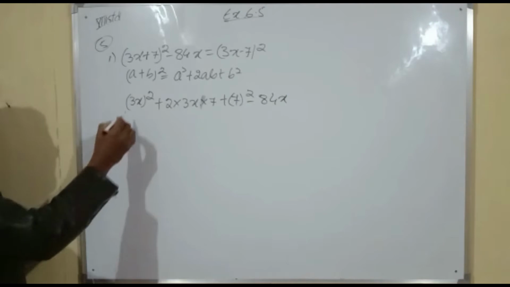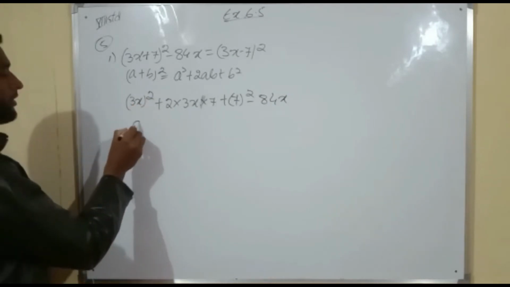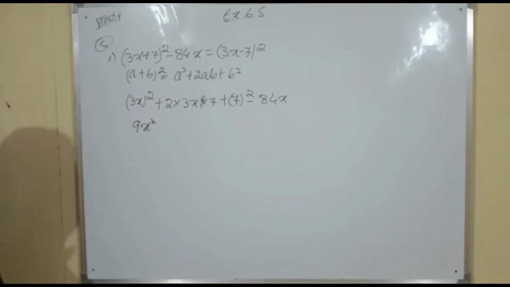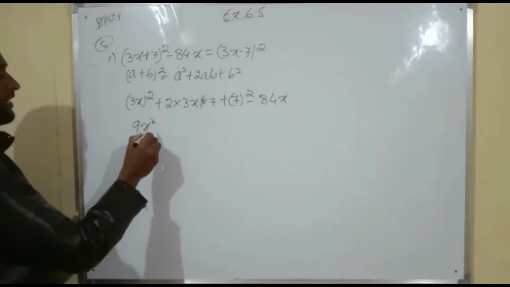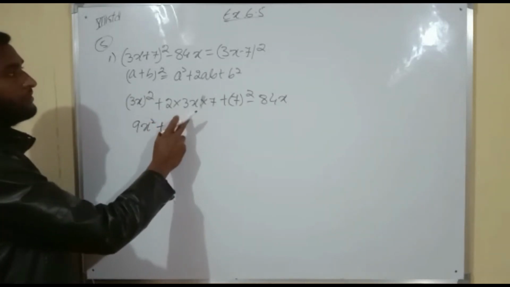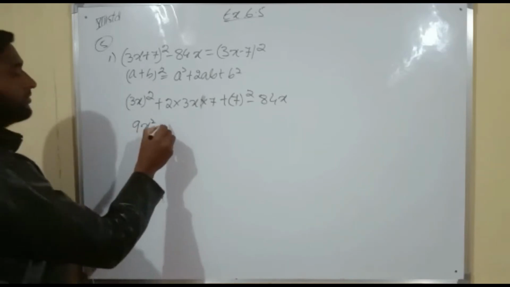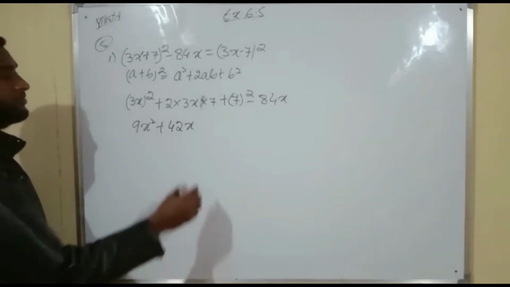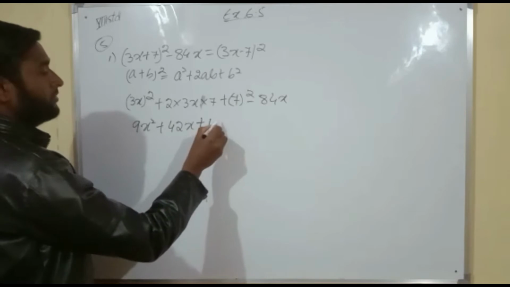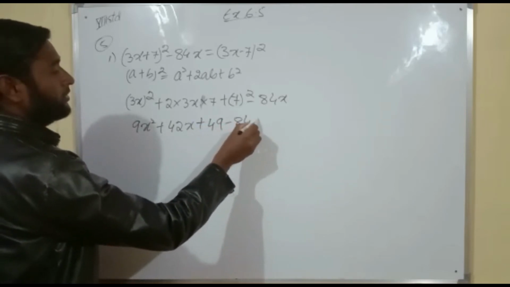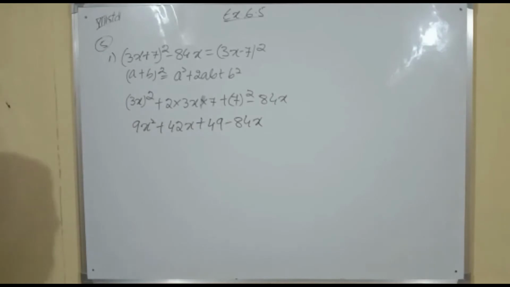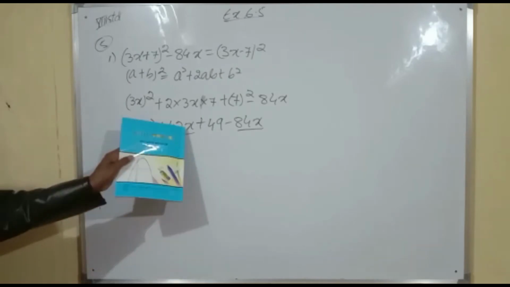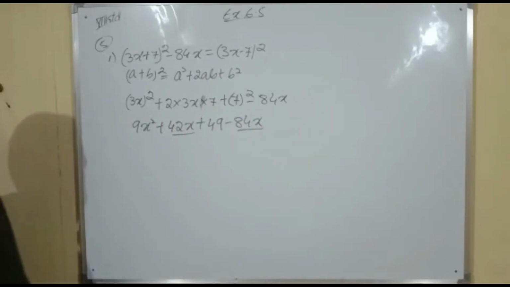See here, (3x) whole square means it is 9x square, because this square belongs to 3 as well as to the x. That's why it is called the whole square. And plus 2 3s are 6, 6 7s are 42. It is 42x. Plus 7 square is nothing but 49 minus 84x. See in this equation, this 42x and minus 84x are like terms, because both have the same variable with the same exponent, isn't it?